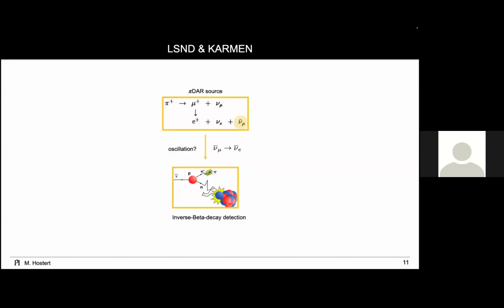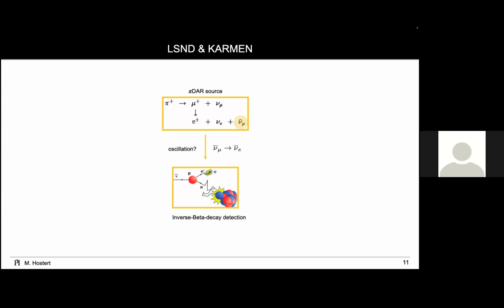Okay, so the short baseline puzzle. Before talking about MiniBooNE, I have to talk about LSND. This is the first anomaly that was observed and that motivated the existence of MiniBooNE. And LSND works in a little bit of a different way. The beam is a pion decay at rest source. So it's not a beam, actually, it's just a pion decay at rest source where the pion decays to a muon, which subsequently also decays at rest, giving you a nu mu bar flux component. That nu mu bar, if you have oscillations, can oscillate into nu e bars.